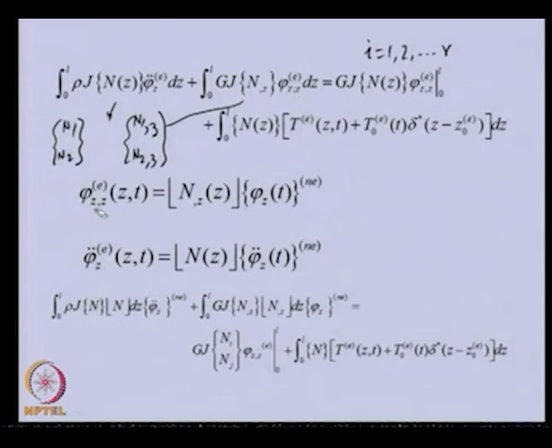So, the shape function we are able to differentiate once, because only the shape function will get differentiated; this is time dependent. So, this will not get differentiated with respect to z. This is the field variable, which is a function of both z and t. This is the field variable at the node, which is a function of time only. So, this is the difference.